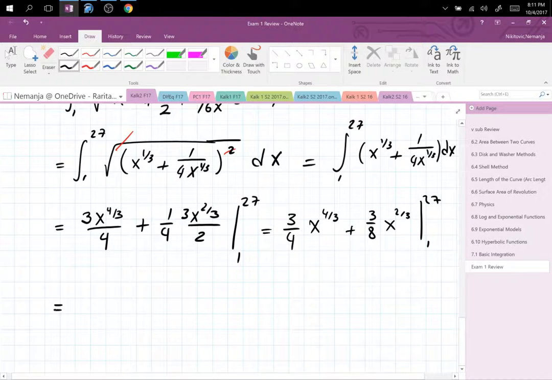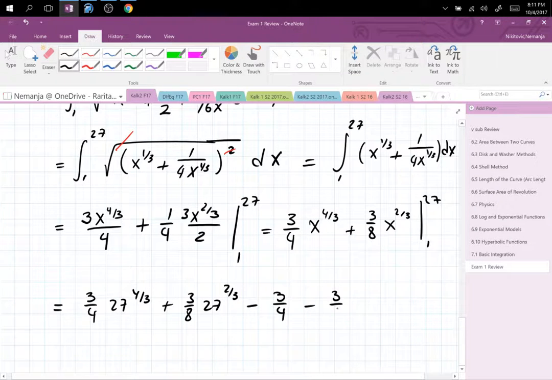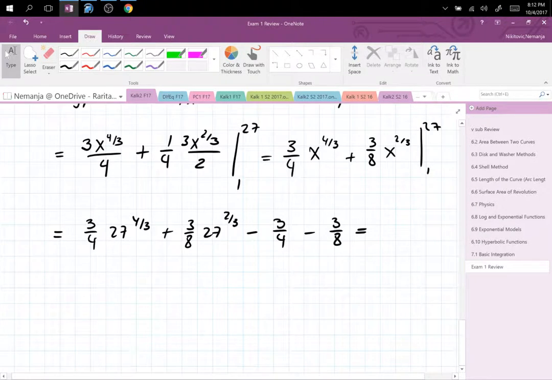All right, so we plug in 27. So we have 3/4 times 27 to the 4/3 plus 3/8 times 27 to the 2/3 minus 3/4, and then 1 is just 1, and then minus 3/8. Now I'm going to use my tricks for quick computing. I'm not going to deal with 3/4. I'm just going to deal with 27.